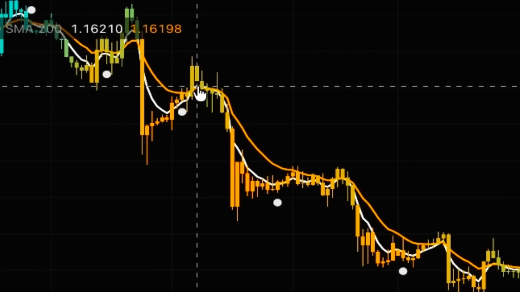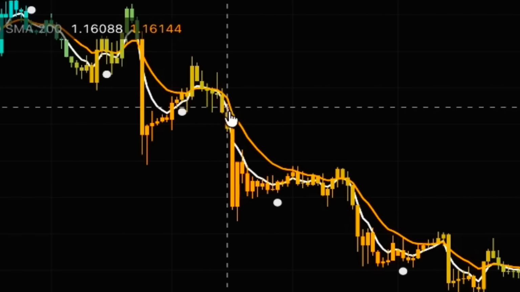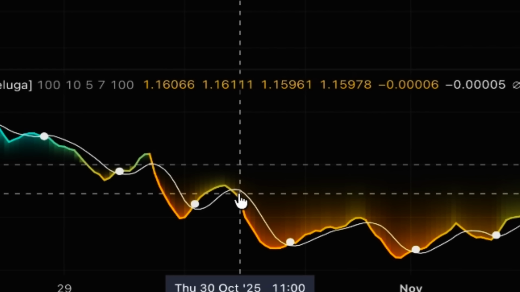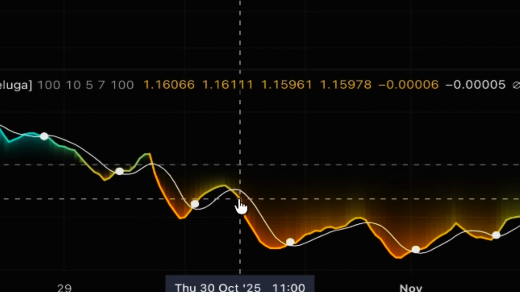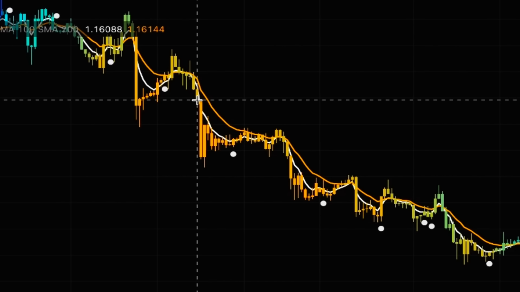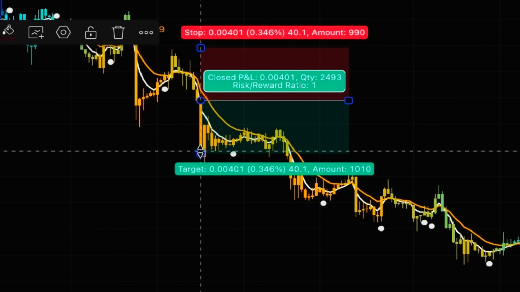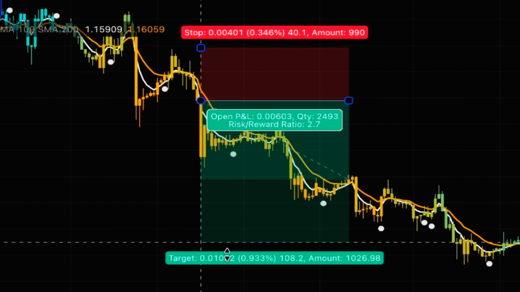In the next step, we want to know when the pullback is ended. Here we wait for the white line to close below the orange line, and here the oscillator line should close below the signal line. So now we can say with higher probability that the pullback ended and the price is going to decline more. So the reversal signal here is confirmed, and in practice we could enter a short position at this point with the stop loss above the pullback and profit target at a risk to reward ratio of 2.